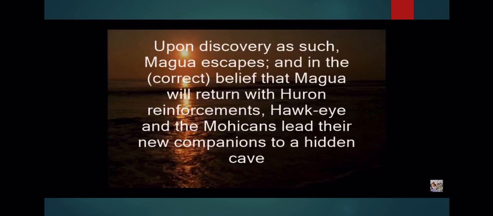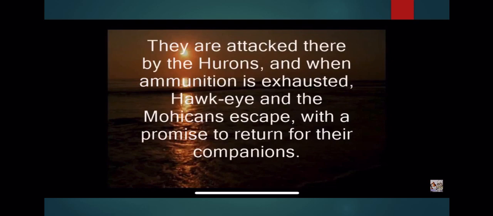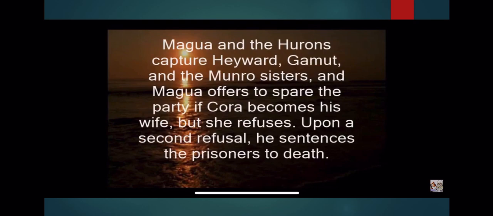Hawkeye and the Mohicans lead their new companions to a hidden cave. They are attacked there by the Hurons, and when ammunition is exhausted, Hawkeye and the Mohicans escape with the promise to return for their companions.